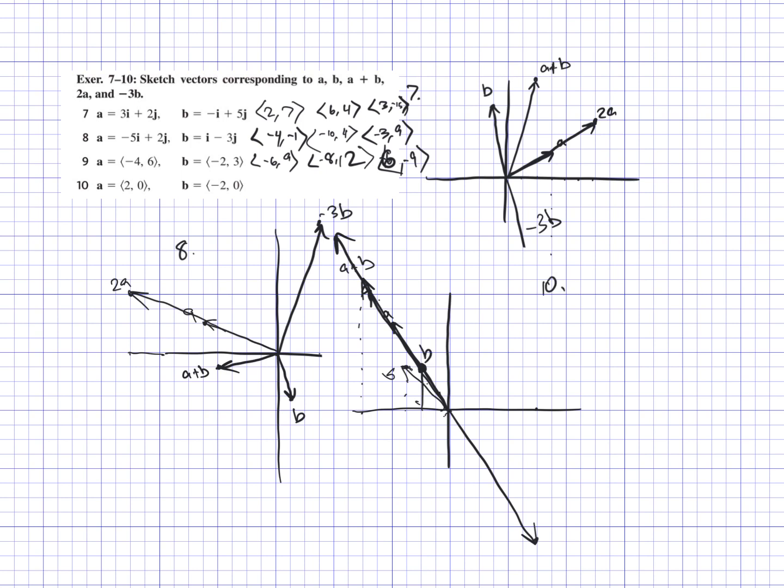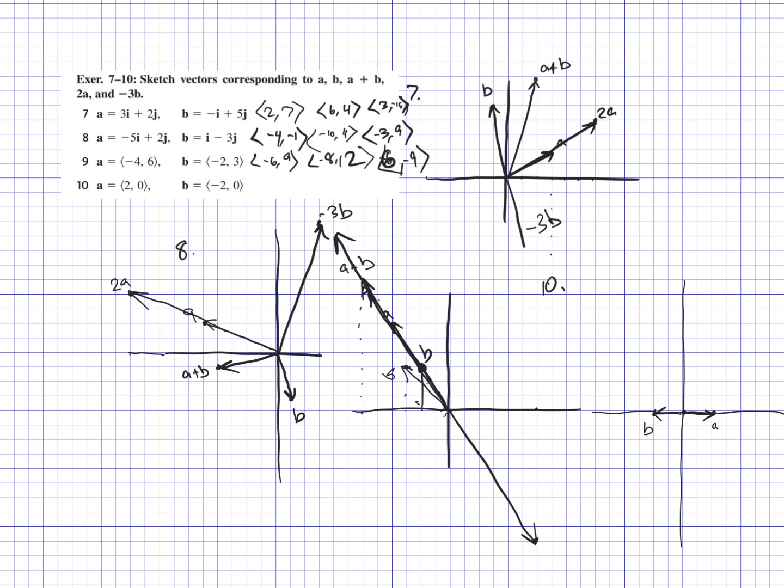All right, let's do number 10. Okay, number 10. A is at 2, 0. So let's get our graph on here. 2, 0. So that is A. And B is at negative 2, 0. Opposite direction. So A plus B, if we add them together, you get 0, 0. And so that was A plus B, it's just a point.